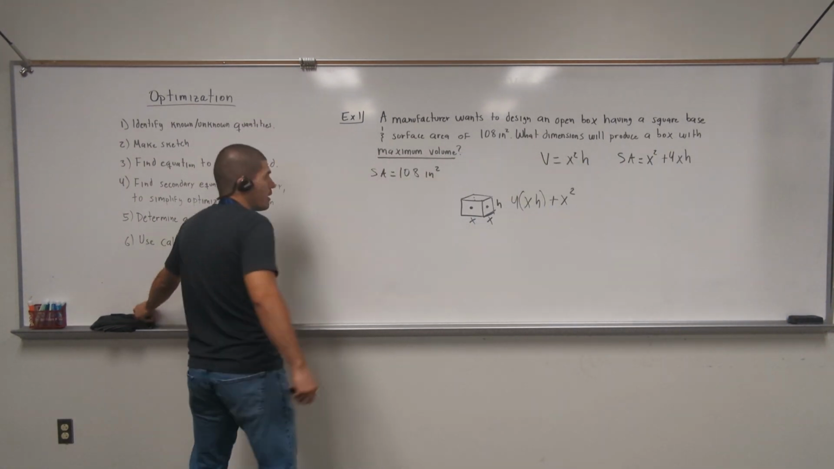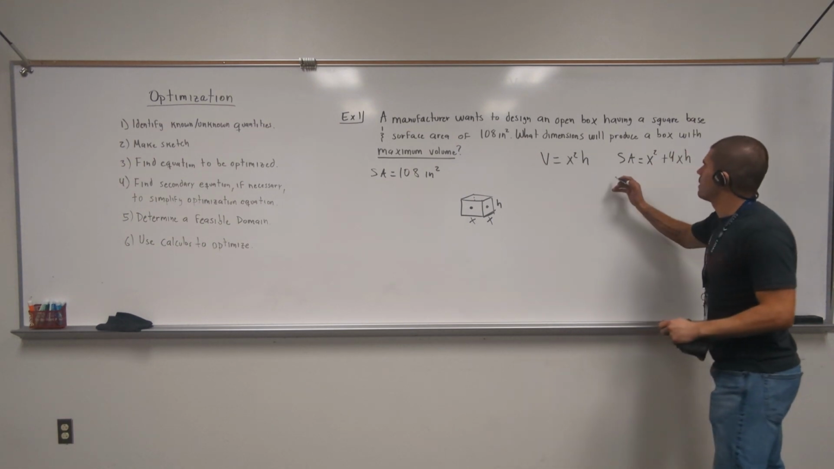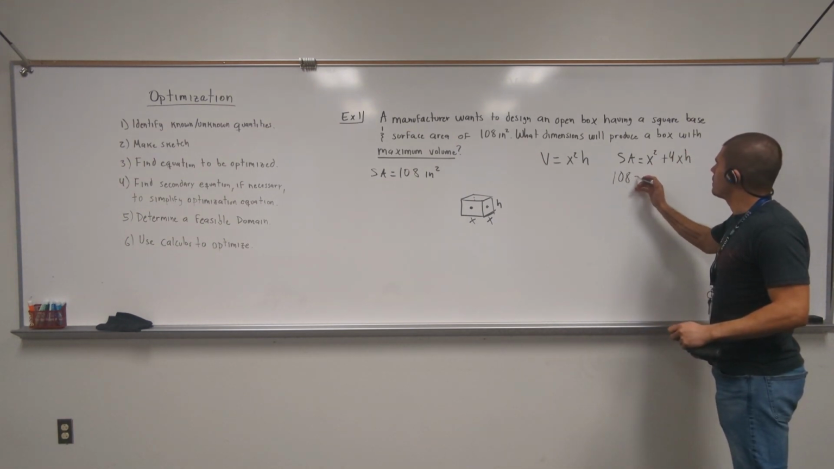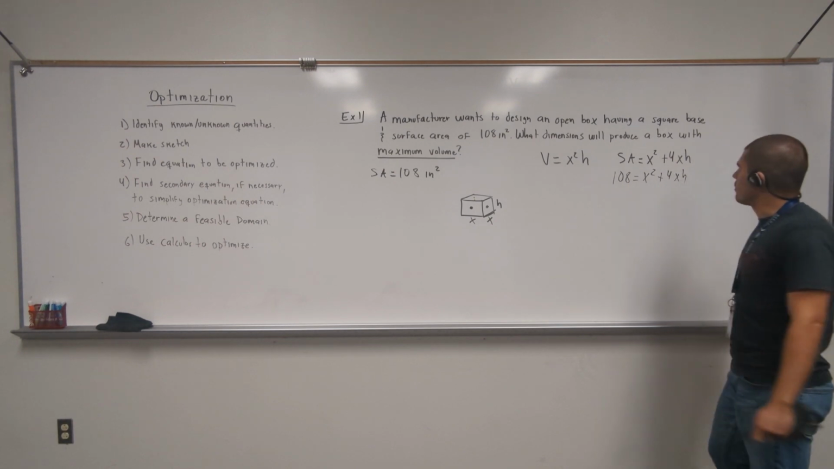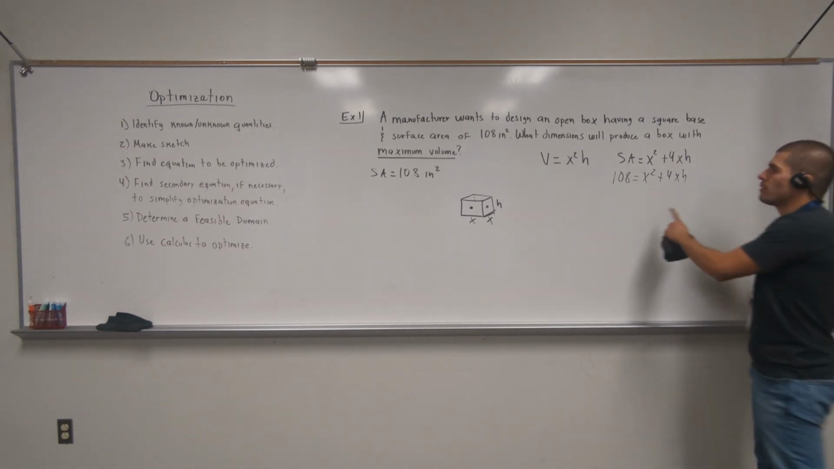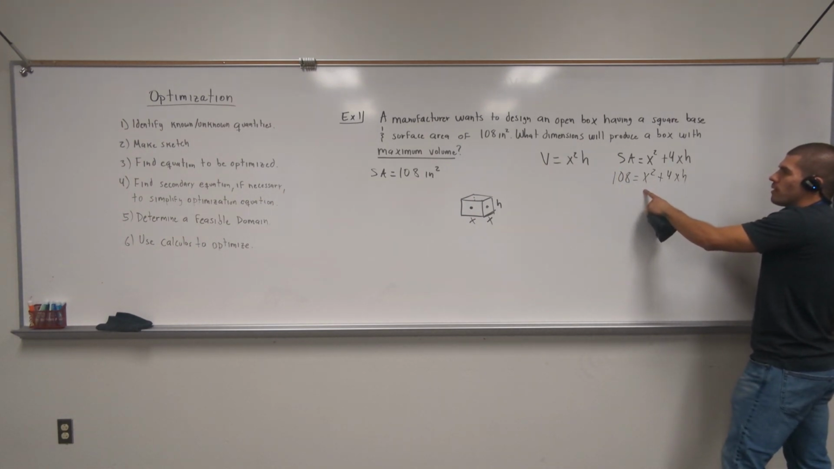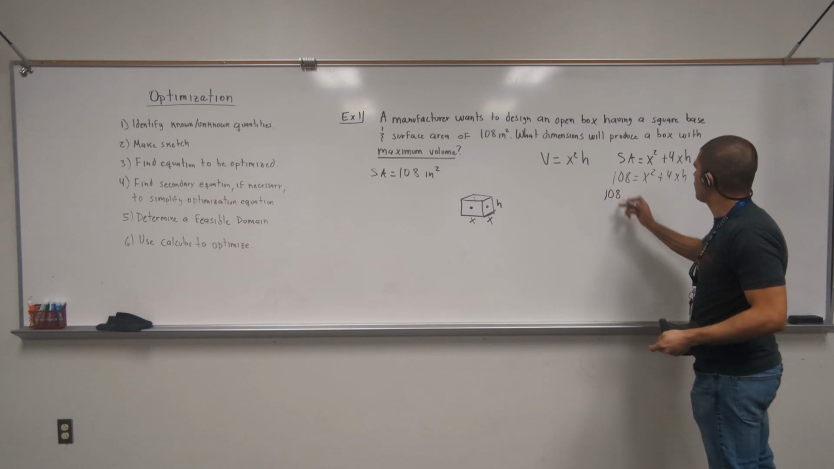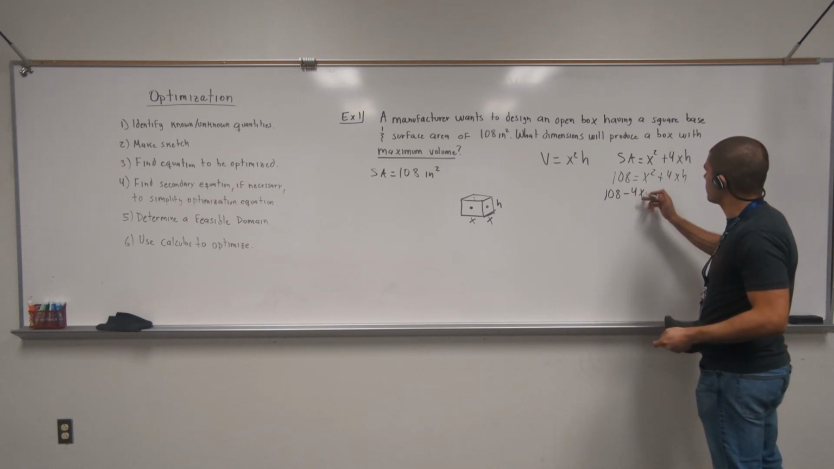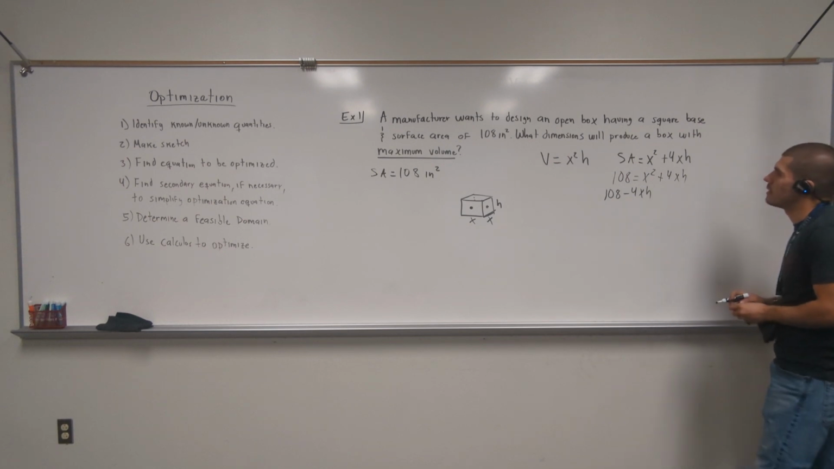So let me delete this a little bit so I can have more room. I know that my surface area is 108, which I can set equal to my surface area equation. I am noticing that I have an x squared here. So what I'm going to do with my plan is solve for x squared here and then substitute it in there for the volume. So I'm going to say 108 minus 4 times x times h. Oh, no, actually, I don't like that.